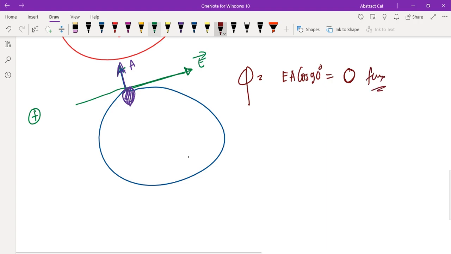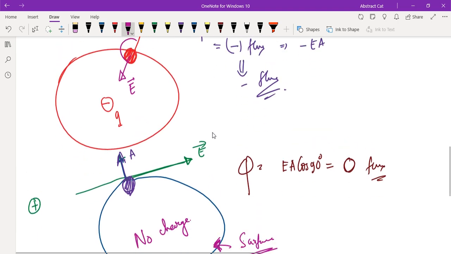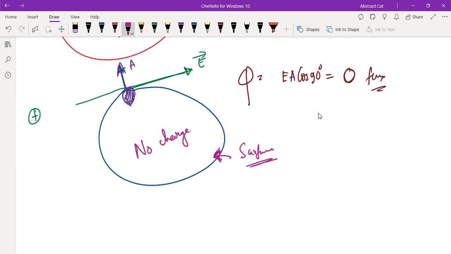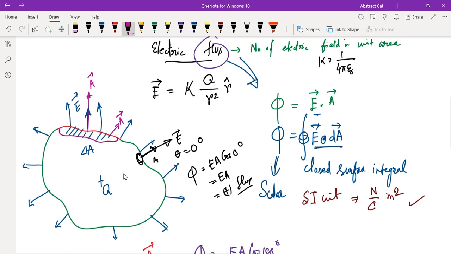And the important concept is that in case of zero flux, the surface has no charge inside it. No charge inside the surface. If inside the surface has no charge, it means phi is 0. Okay, clear? That's very important. If the inside charge is 0, flux is 0. If the inside charge is negative, there is a negative flux. And if the inside charge is positive, there is a positive flux.